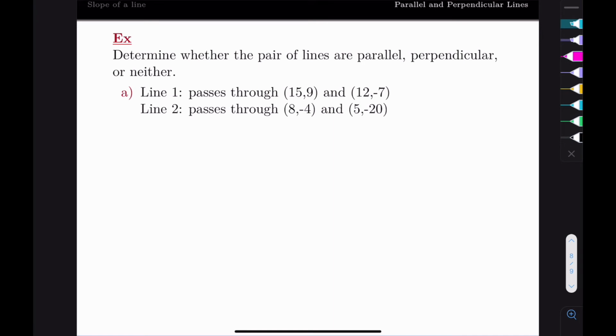So we're going to go through two examples, and for both of them we're going to determine whether the pair of lines are parallel, perpendicular, or neither. And so in our first example, we're told the first line passes through the point 15, 9 and 12, negative 7. The second line passes through 5, negative 20. So the only thing we need for these is what is the slope of each line. Then I'm going to make a comparison between the two. So we'll start with the slope of line 1.